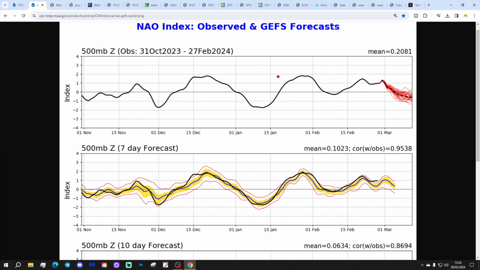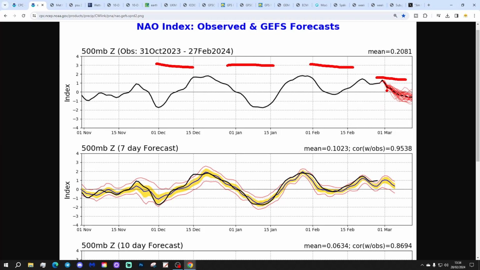Now, the NAO looks like this. Again, the black line shows where we've been with the North Atlantic oscillation, red lines are the GFS Ensembles forecasting the NAO to go. So currently positive as well with the NAO. So we've got both the indexes positive at the moment, very positive AO, moderately positive NAO. It's no wonder that we're in an Atlantic driven and relatively mild spell.